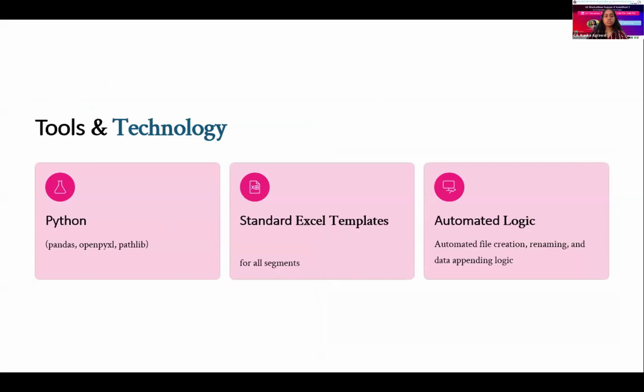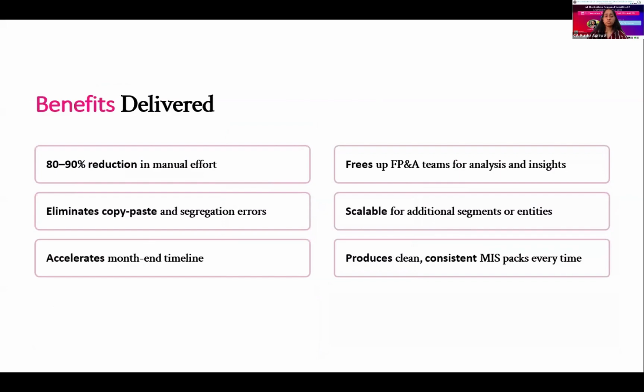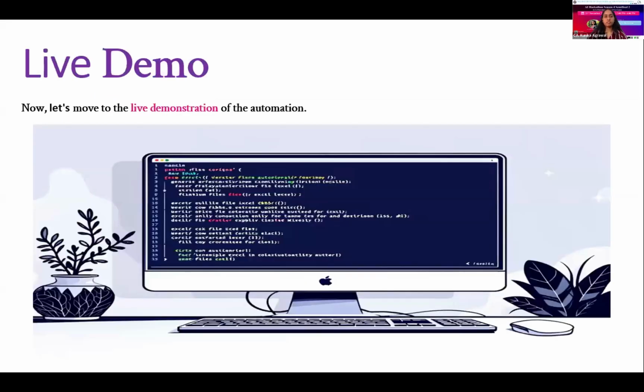The tools which I've used are Python and some standard Excel templates that I've created once and for all, and automated logic for filtering my segment based data. The benefit is manual reduction: 80 to 90% of my manual efforts would be reduced. I can dedicate that time to analysis, and the errors are reduced. By eliminating this manual work, which adds no value, I would be able to do more insightful work. So now let's move to the live demo.